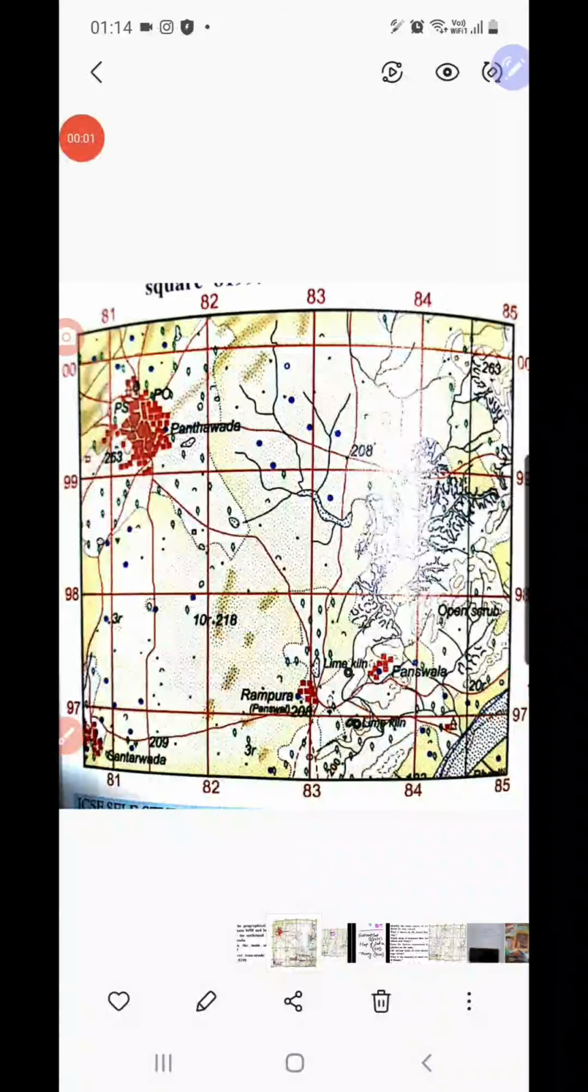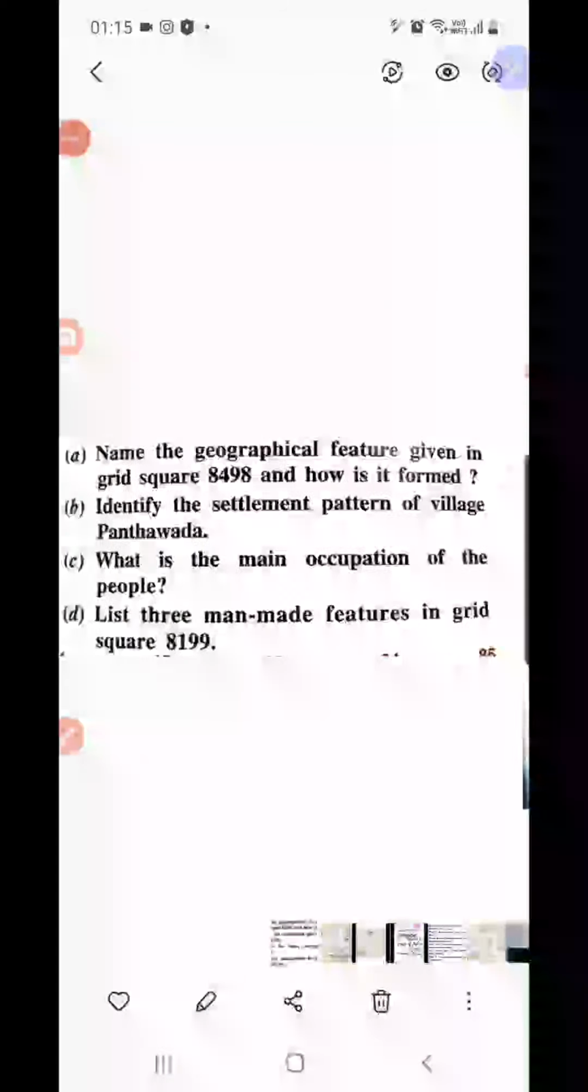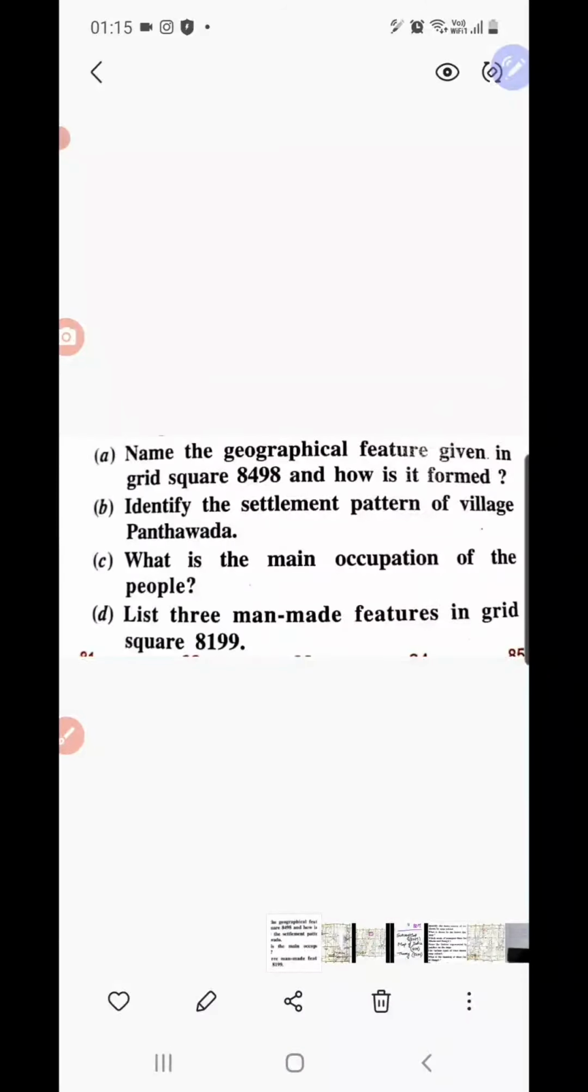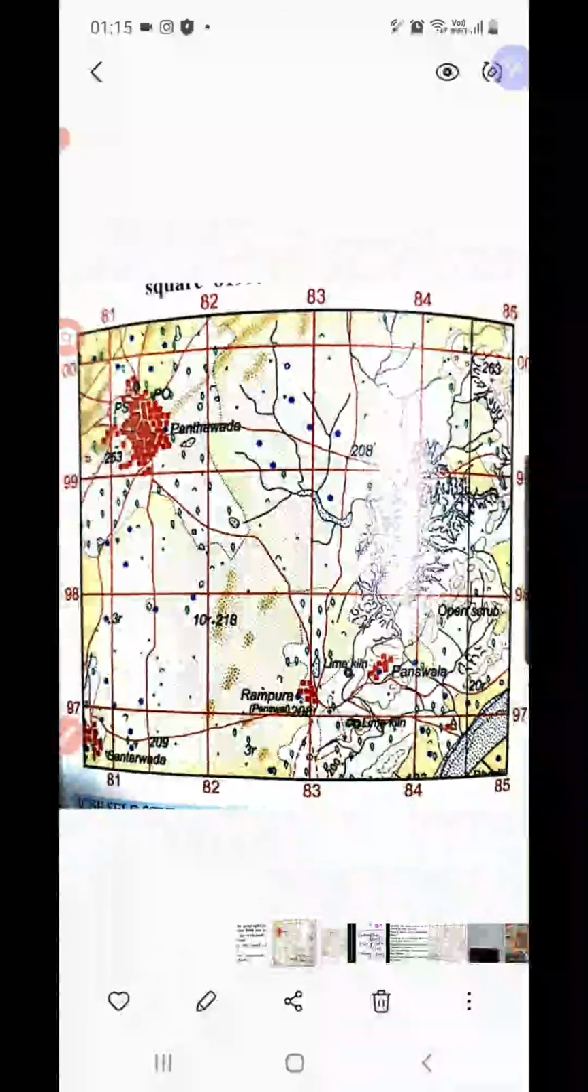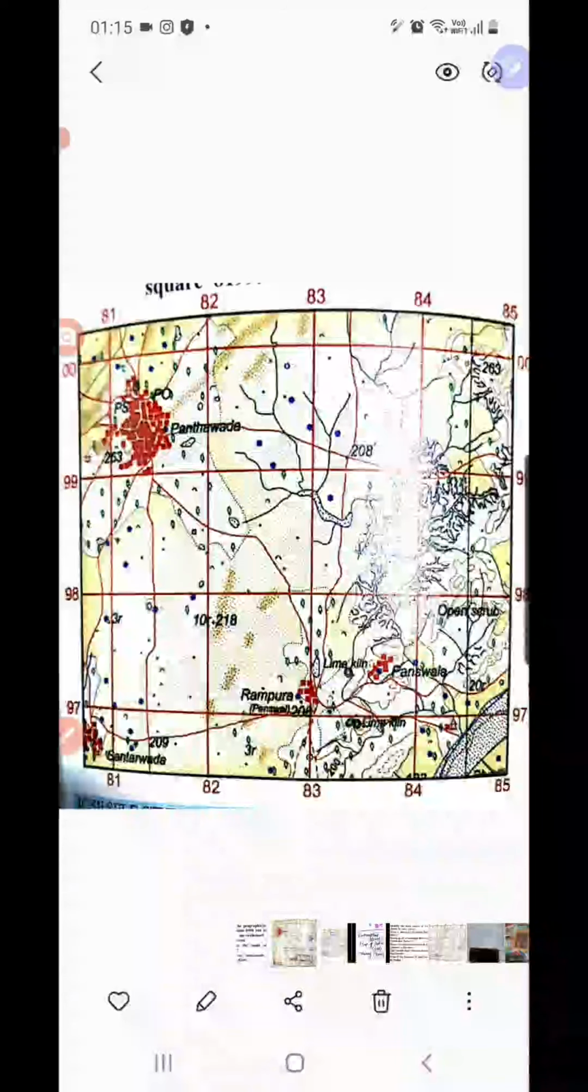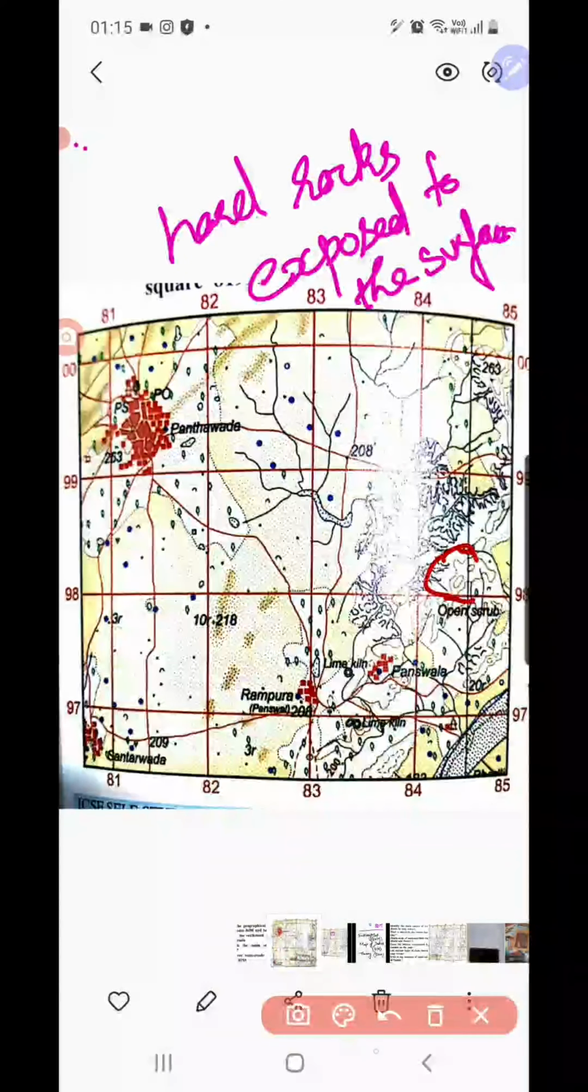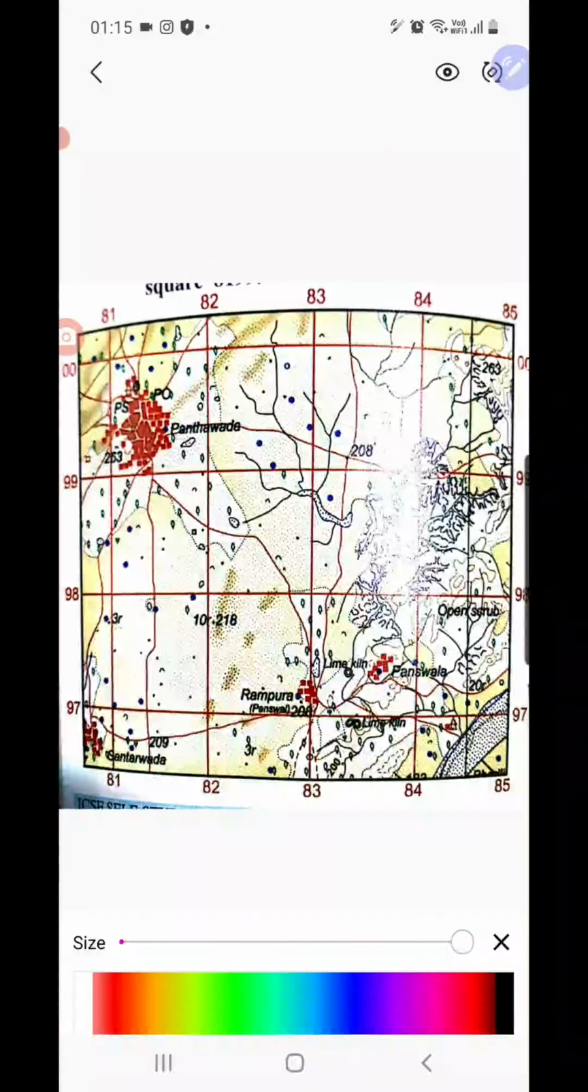You can see the grid square 84. Here is 84. And where is 98? Here. Then which is the geographical feature? This is the square. In this square, which geographical feature is found? You can see the black curved line here. This black curved line indicates the broken ground.